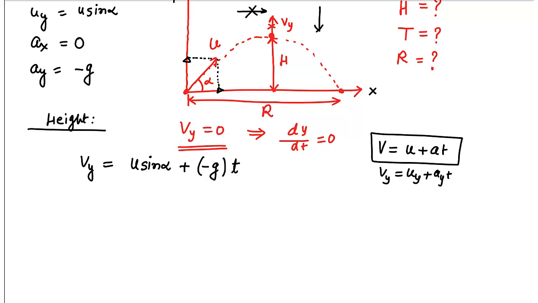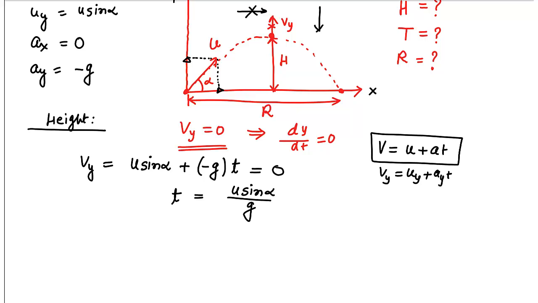Now as I said, when I have maximum height, Vy is equal to 0, so this term is equal to 0. So from here I can calculate the time, and this is the time, that is u sin alpha divided by g.